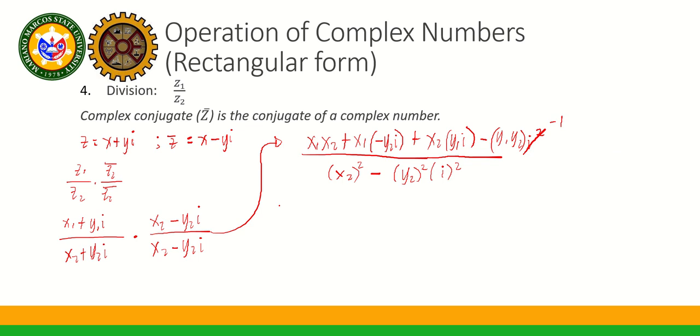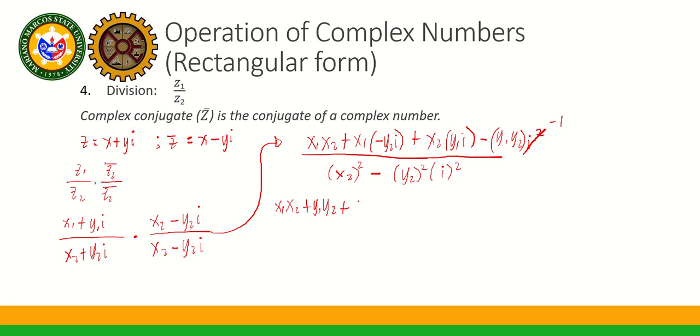So, simplifying, we have x sub 1 times x sub 2. And since naging real number na ito, isama na natin siya sa real part. So, negative times negative, that will be positive. So, plus y sub 1 times y sub 2. And then, negative x sub 1. Wait lang. Gawin na lang natin is pagsamahin sila. Okay? So, since common sa kanila si i, pwede natin siyang i-isolate.